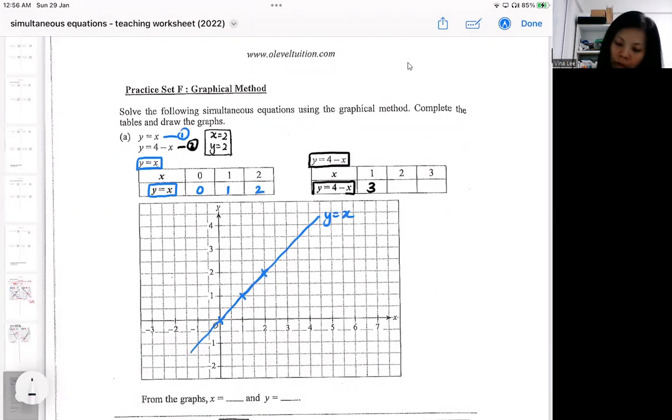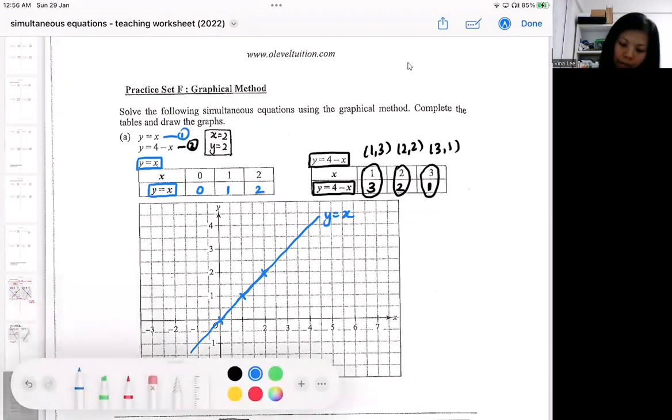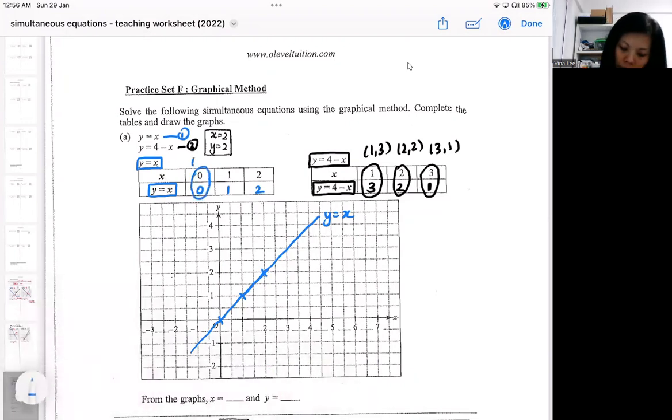So this will be the formula. Put the x inside. Then don't forget, this is like a coordinate. All these are pairs of coordinates. Same like here, just now I forgot to mention this. So this is 0, 0. This is 1, 1. This is 2, 2. That's how I got the points.